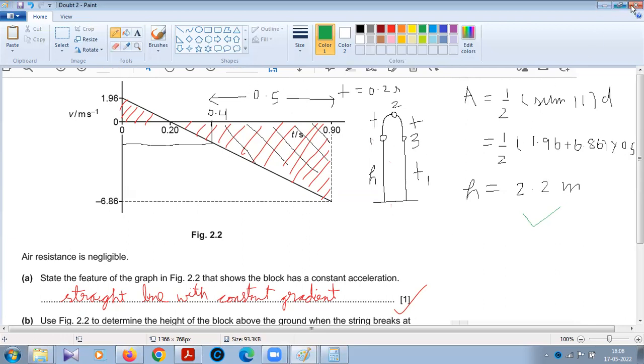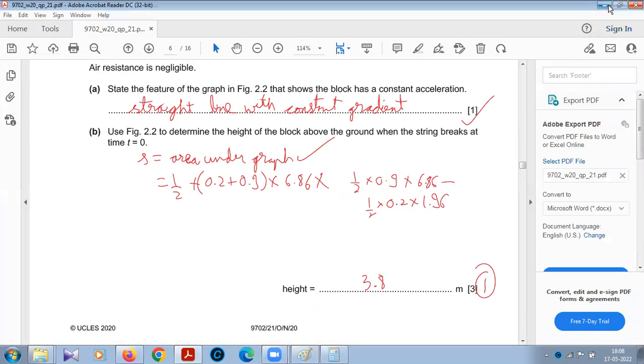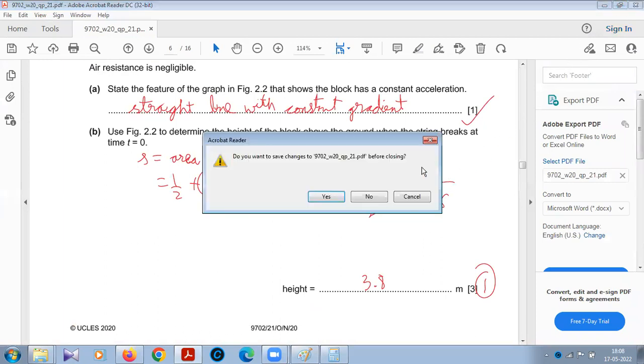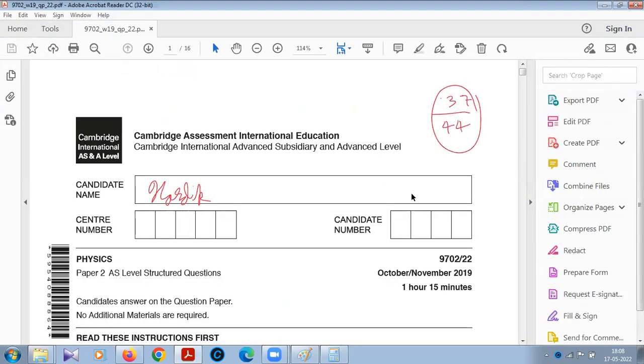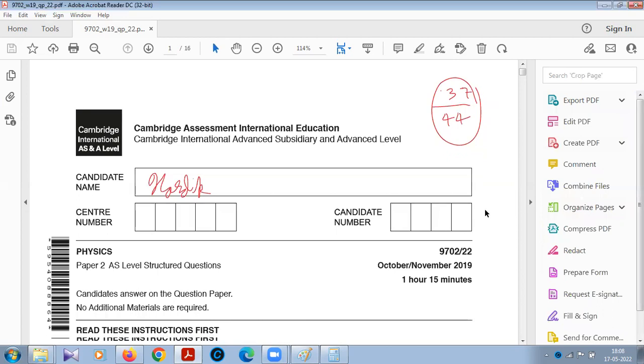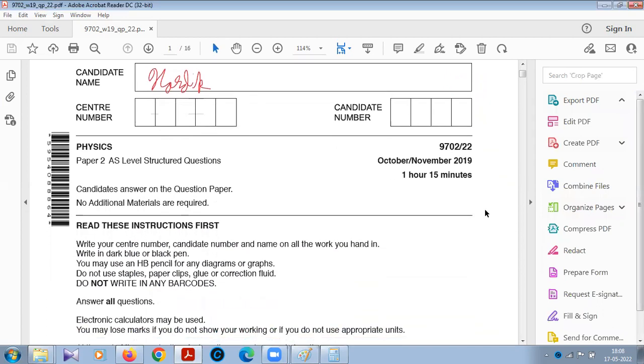Okay, so let us move to one more problem. One more paper. Here also he has some doubts. October, November 2019.